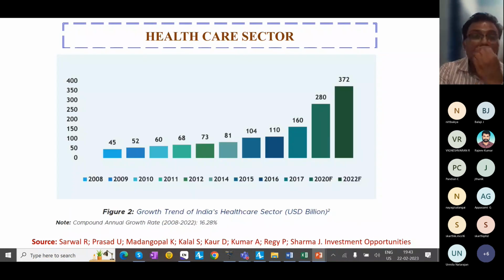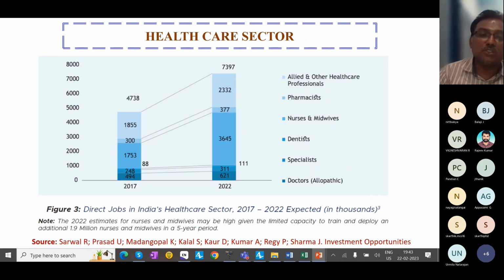And this data shows the projection of growth of the healthcare sector in terms of US dollars. You see, especially in the last 6 years, from 2016 to 2022, you could see from 160 billion US dollars to 372. You can see the growth has almost doubled, and they say the growth rate is 16.2%. So that's the reason why they identified this as a thrust area, and people should focus their research attention on this area to create more employment and to learn what opportunities are available in this domain.